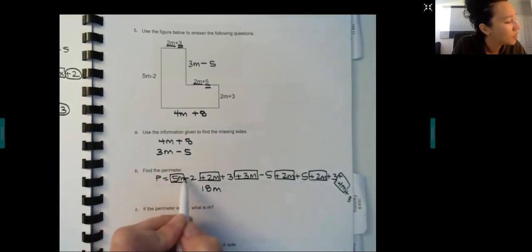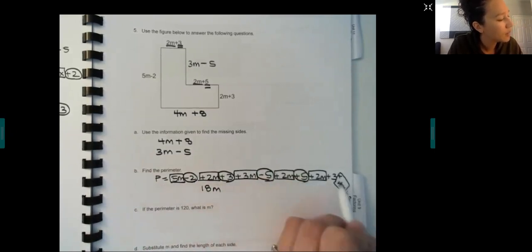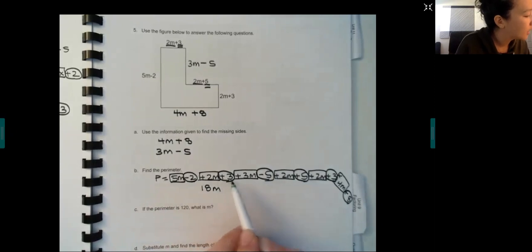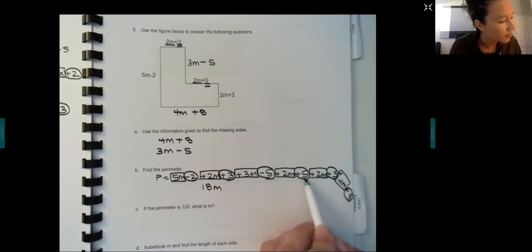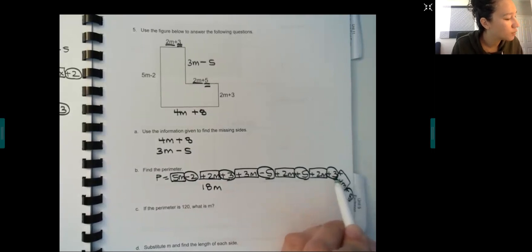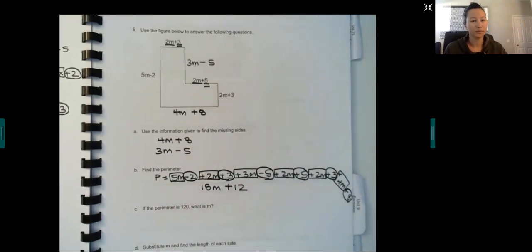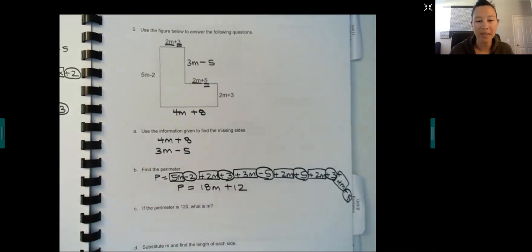And then now we just add up all the integers. So we have negative 2, we have positive 3, we have negative 5, positive 5, positive 3, and positive 8. So all of those are like terms, so we can add those together. Negative 2 plus 3 is 1. 1 minus 5 is negative 4. Negative 4 plus 5 is 1. 1 plus 3 is 4. 4 plus 8 is 12. So the perimeter is 18m plus 12. Any questions on B, how we got that?